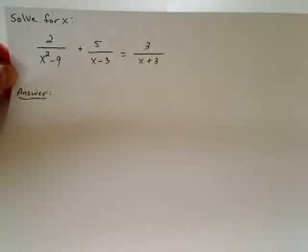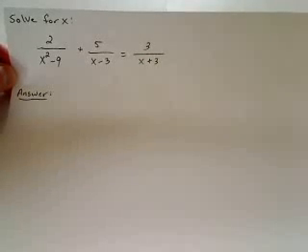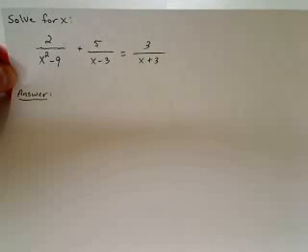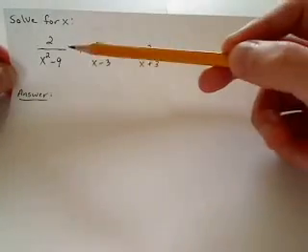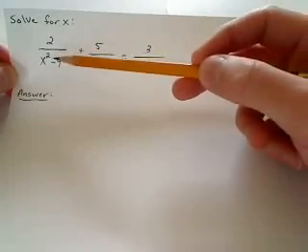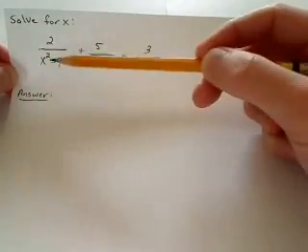In this question, we're going to solve for x, and we have 2 divided by x squared minus 9 in the denominator, plus 5 over x minus 3 in the denominator, is equal to 3 over x plus 3 in the denominator. In order to simplify this down and solve for x, or isolate x by itself, what we need to do is look at each one of these fractions and see if we can get a common denominator. But first I can factor this out.